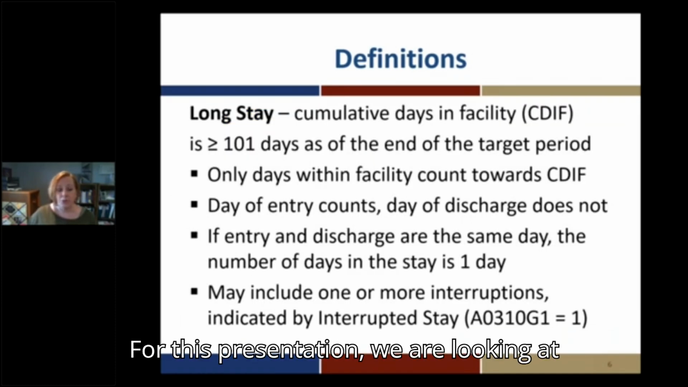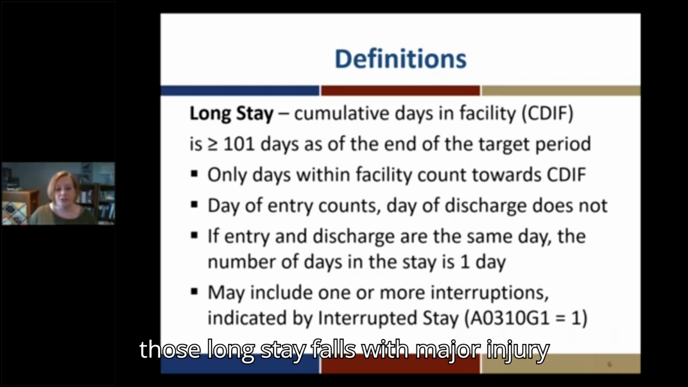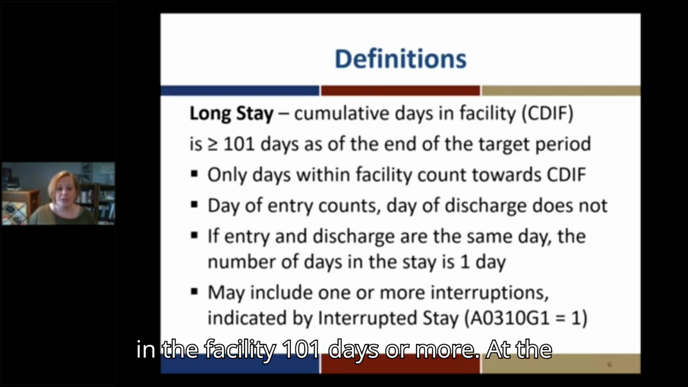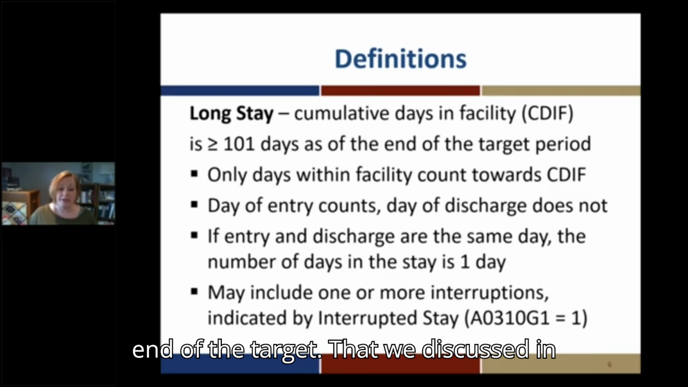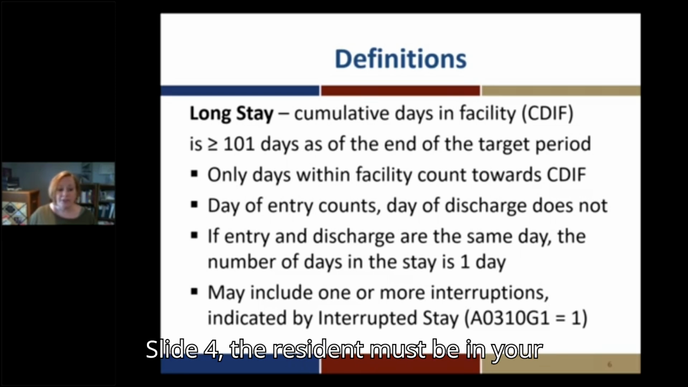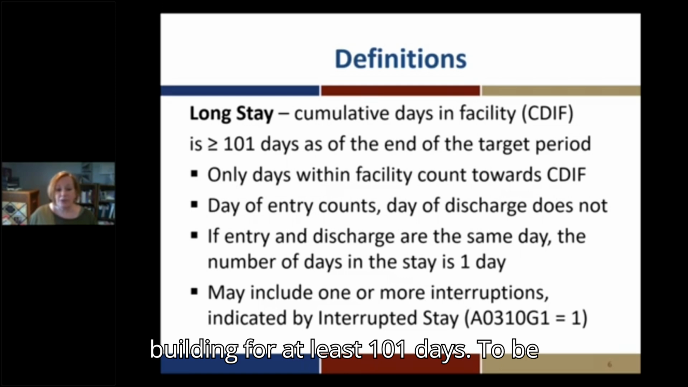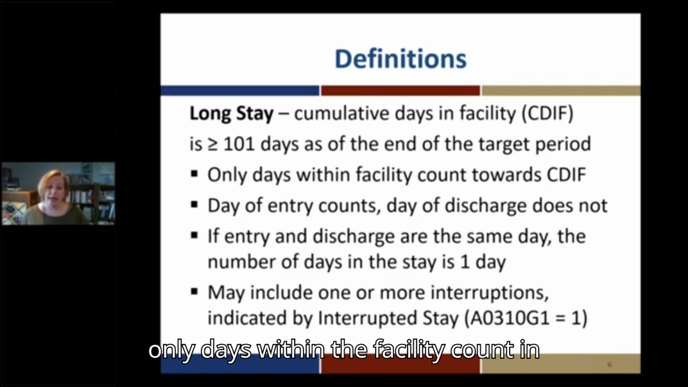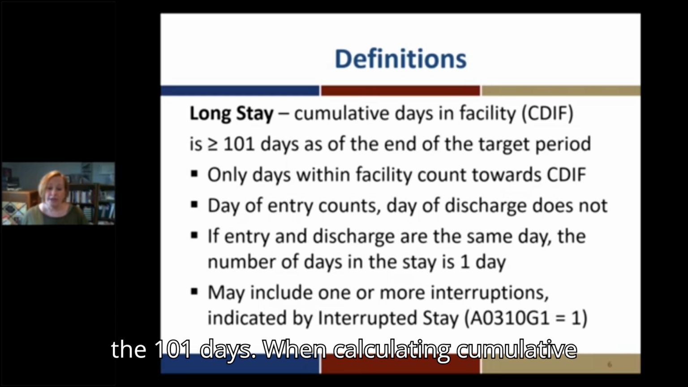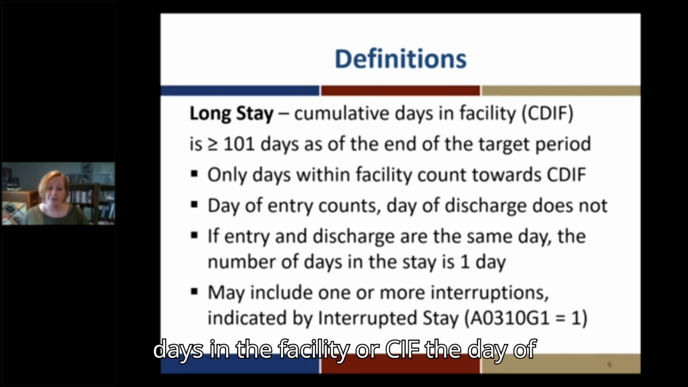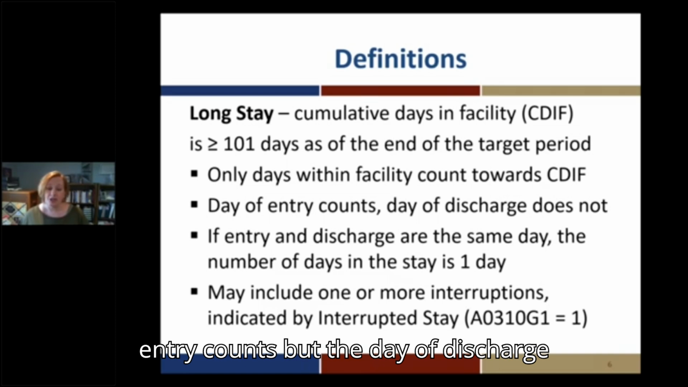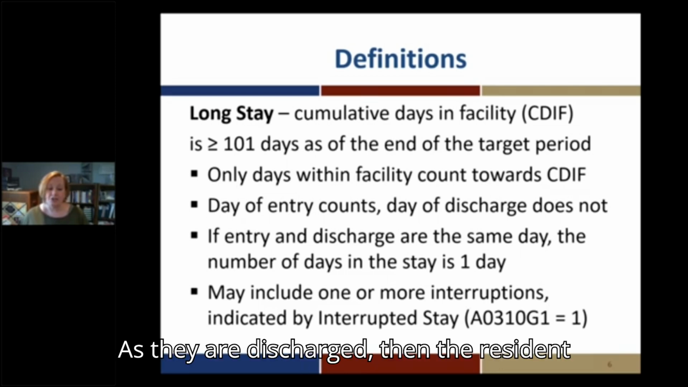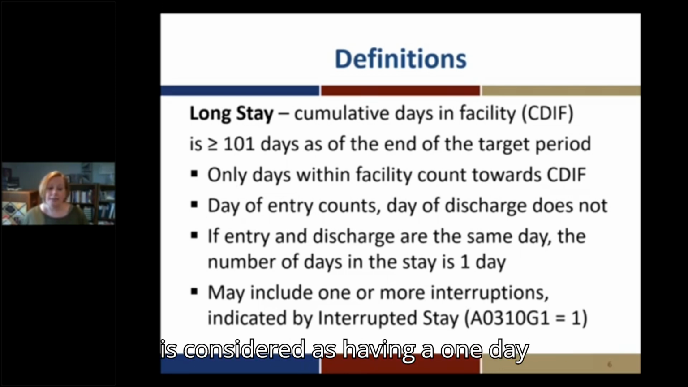For this presentation, we are looking at those long stay falls with major injury quality measures, and those are for those long stay residents, those that have been in the facility 101 days or more at the end of the target period that we discussed in slide 4. The resident must be in your building for at least 101 days to be included in that long stay measure. A couple of points to keep in mind is that only days within the facility count in the 101 days. When calculating cumulative days in the facility, or CDIF, the day of entry counts, but the day of discharge does not. However, if the resident is admitted or readmitted on the same day as they are discharged, then the resident is considered as having a one-day stay.